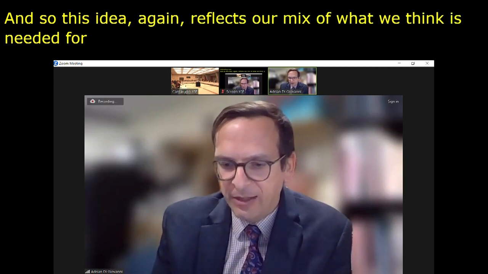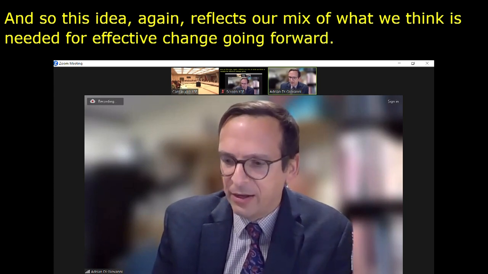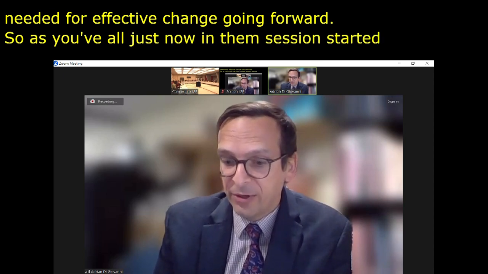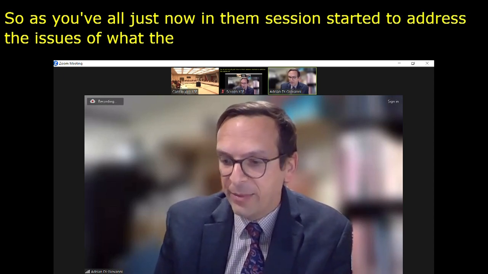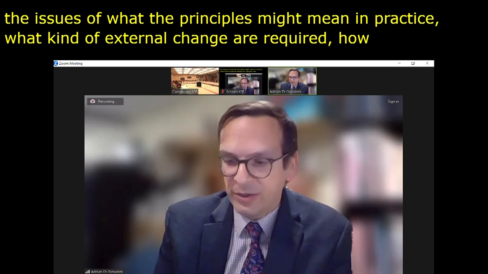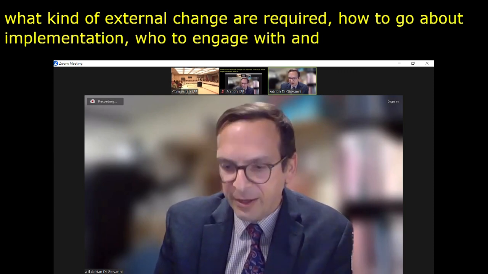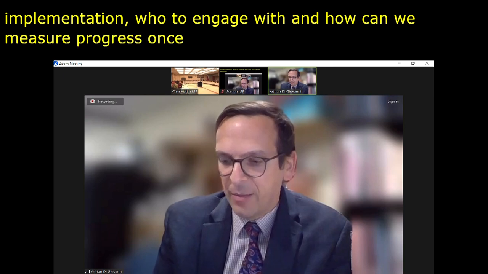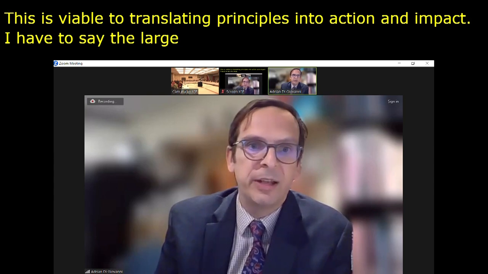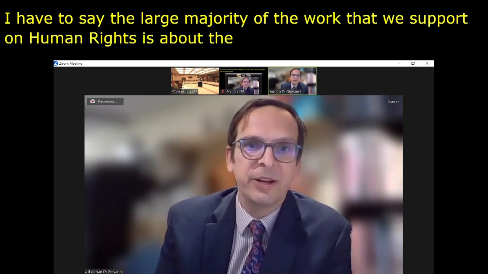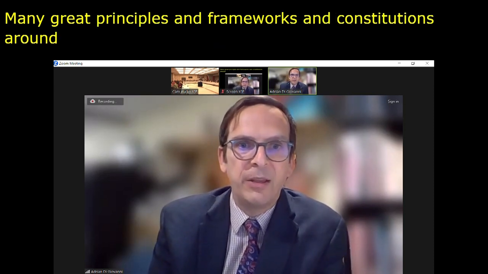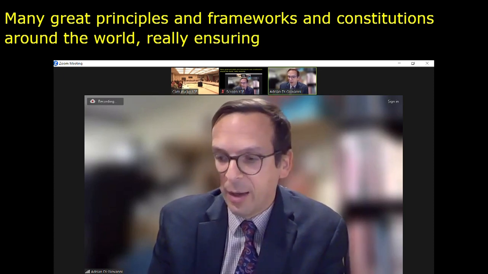As you've all just done in this session, you've started to address the issues around what the principles might mean in practice, what kind of internal and external change is required, how to go about implementation, who do we need to engage with, and how can we measure progress once it is made. This is vital to translating the principles into action and impact. The large majority of the work that we support on human rights is about the implementation gap. We can have many great principles and frameworks and constitutions around the world. It's really then ensuring that they get implemented in the spirit of human dignity, as was mentioned in the opening remarks.